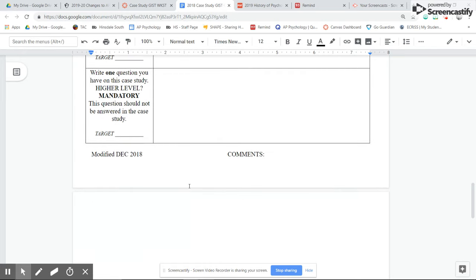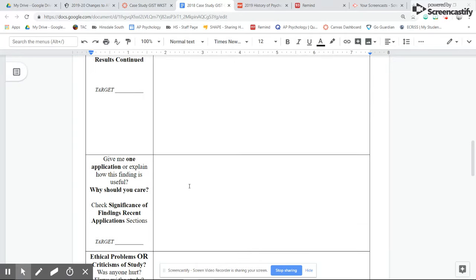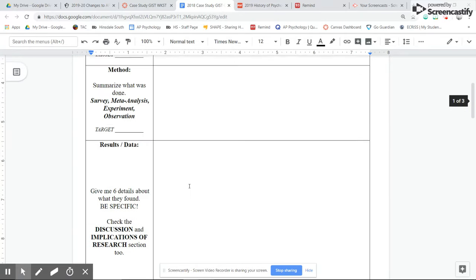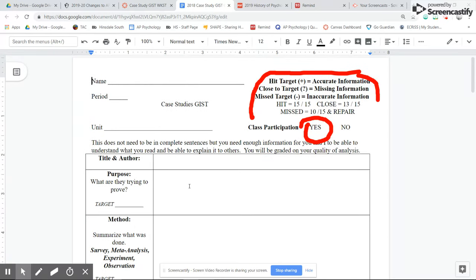Again, this is your case study GIST. These are usually worth 15 points. They are part of the writing sections of your grade. And again, there will be great participation.